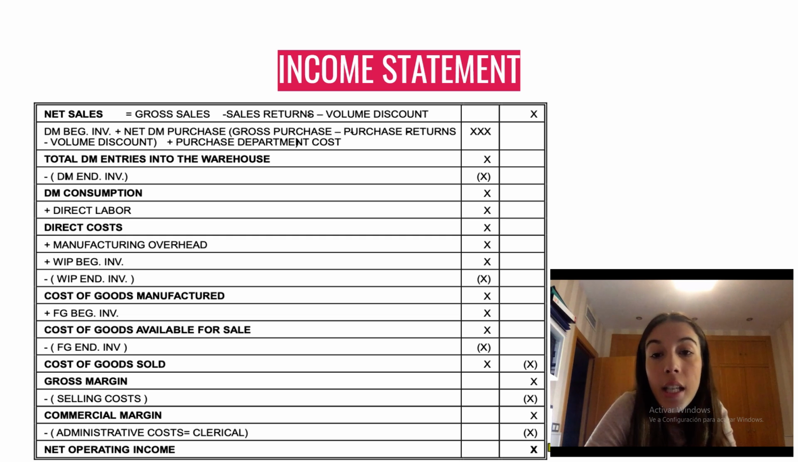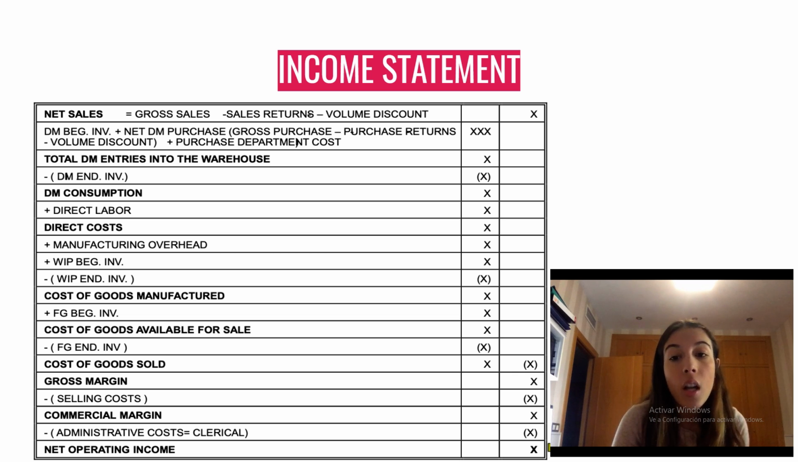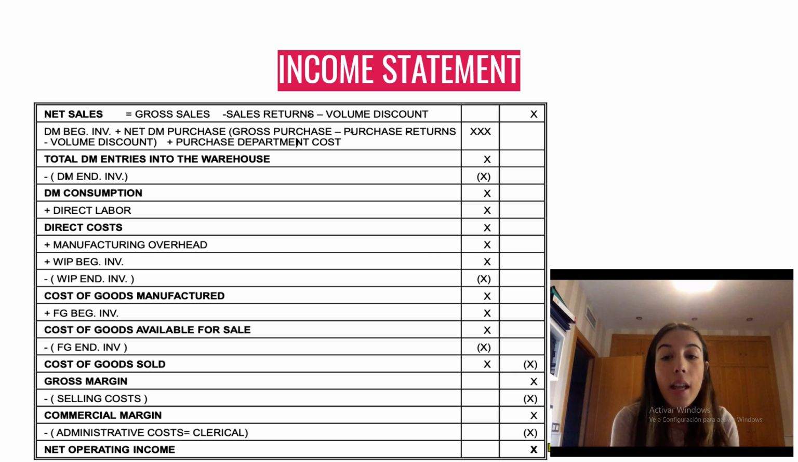So we have the net sales calculated, and then more steps that are all calculated before in the cost statistics, which is to calculate the cost of the goods sold. So we have the direct material consumption plus direct labor, direct cost, manufacturing overhead, plus the work in progress beginning inventory minus the end inventory. And then we have to sum up the finished goods beginning inventory minus the finished goods ending inventory, and we get the cost of goods sold. And then we have the gross margin, and then it is the same as the table before, and we obtain the net income.